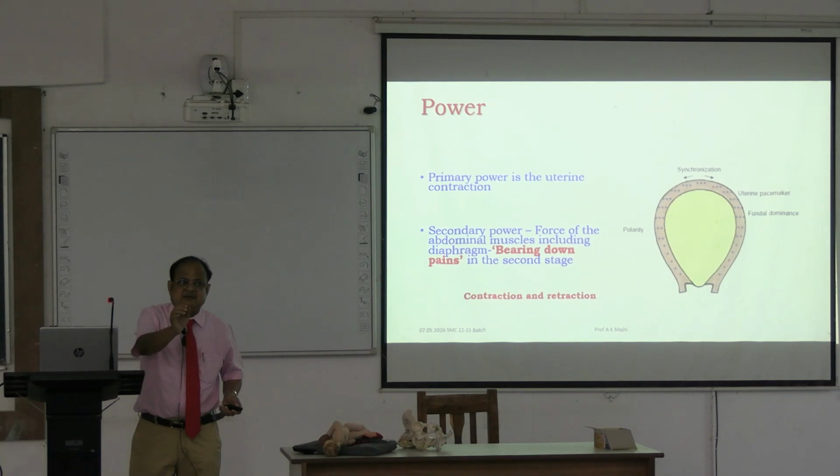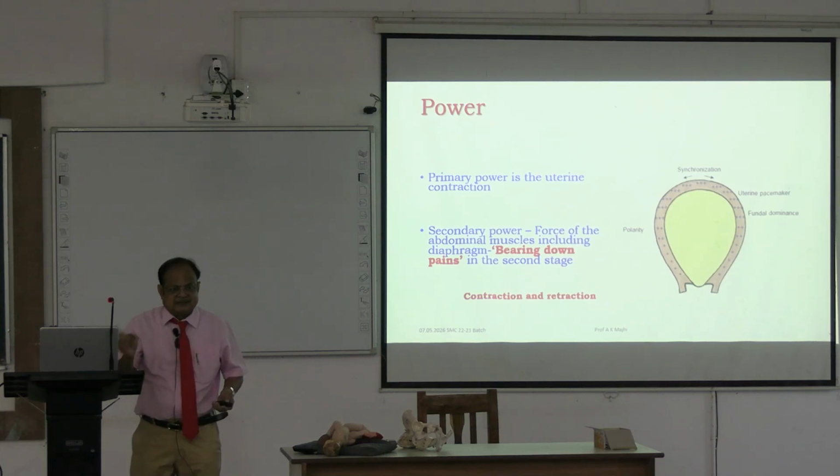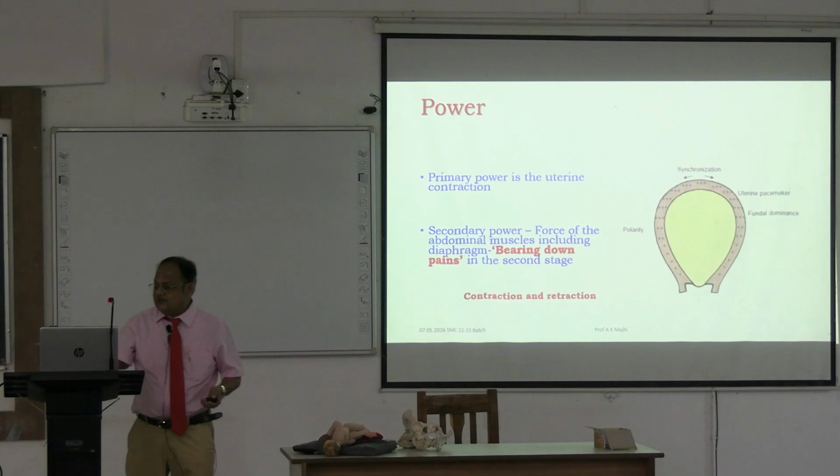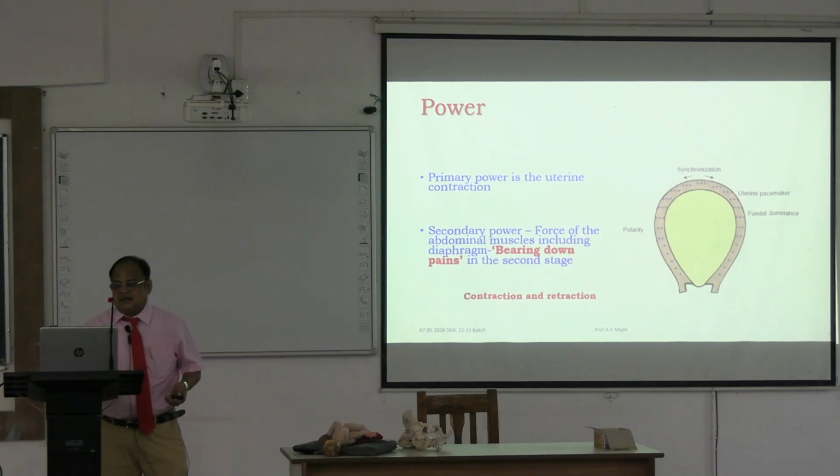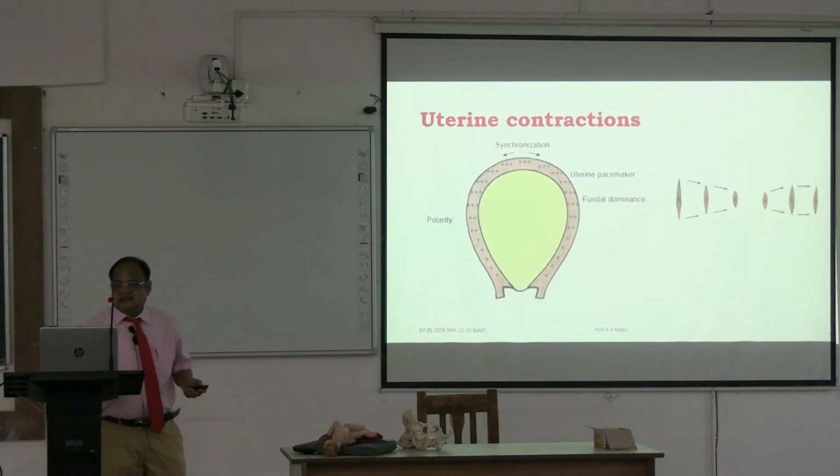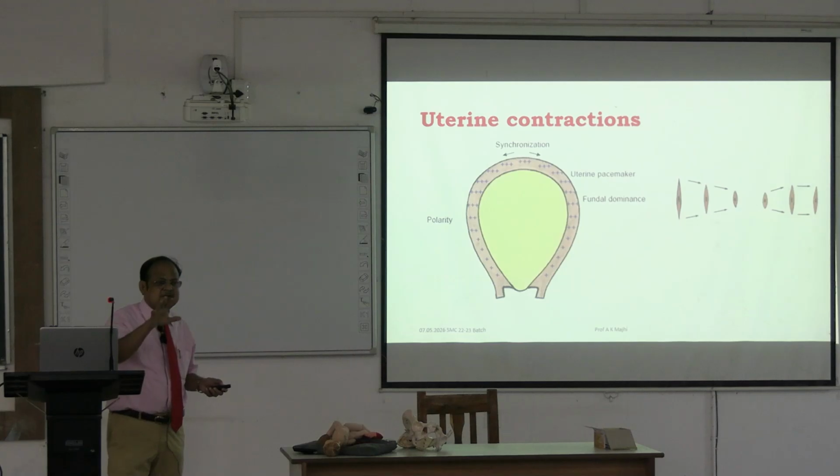Bearing down pain is sometimes given in MCQs. Suppose the options are: bearing down pain is the primary part, the secondary part, the tertiary part, or none of the above. So bearing down pain is actually the secondary part, and the primary part is the uterine contraction. And second, you can see the uterine contraction. What happens in the uterine contraction?